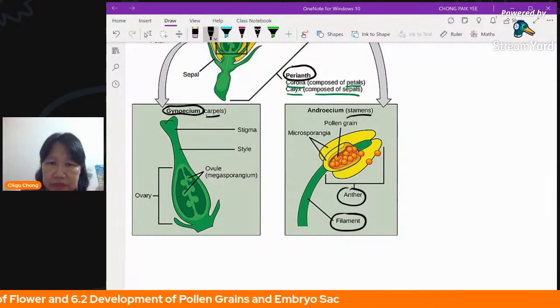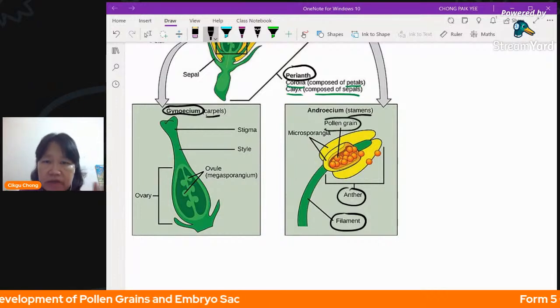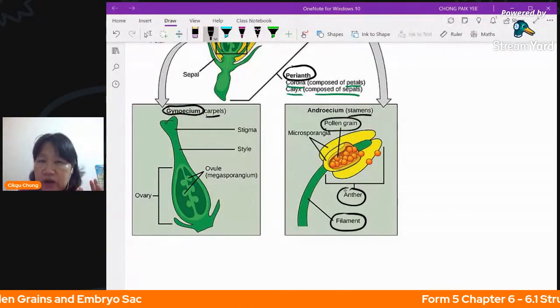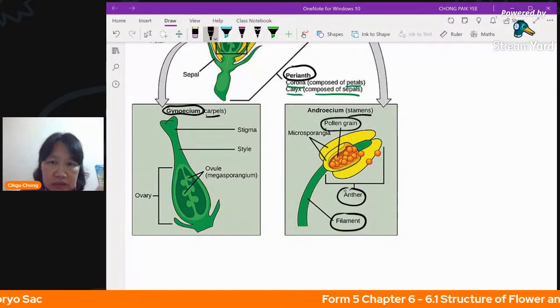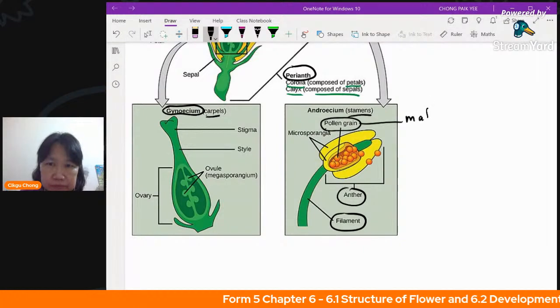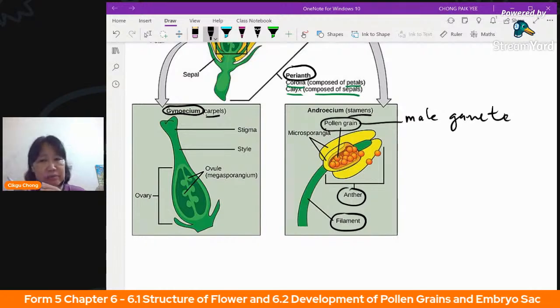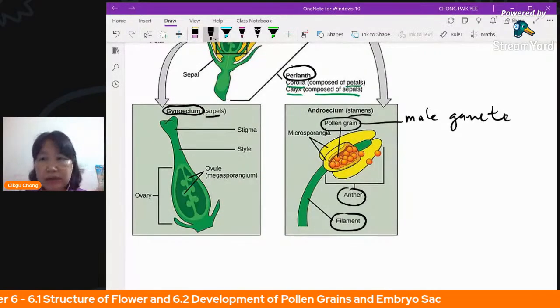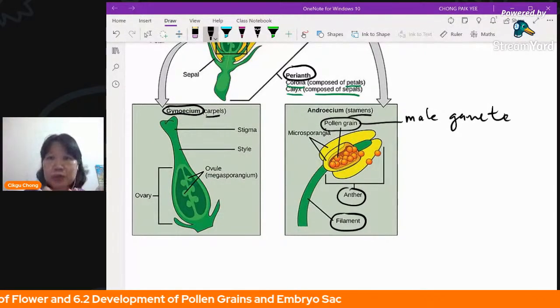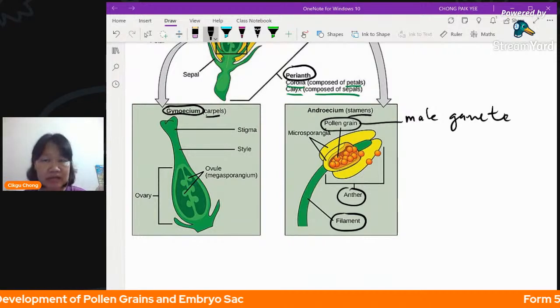So this is the pollen grain. The function of your anther is to produce pollen grain. This is the male gamete. Actually, the male gamete is inside the pollen grain. The pollen grain is not the male gamete. Inside the pollen grain there is a nucleus, and that is your male gamete. Later on we will see.